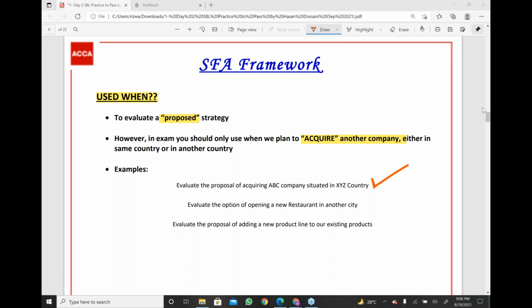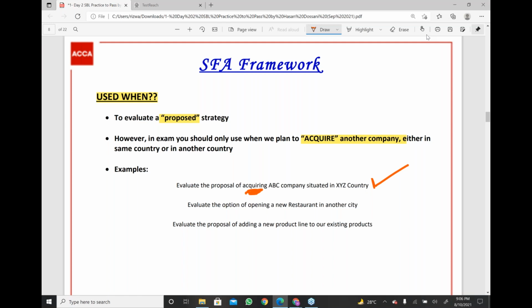Very good, guys. Very nice. Yes, definitely. And why do we use SFA in this question? Because I saw the word acquiring or acquisition, anything on those lines, use SFA.